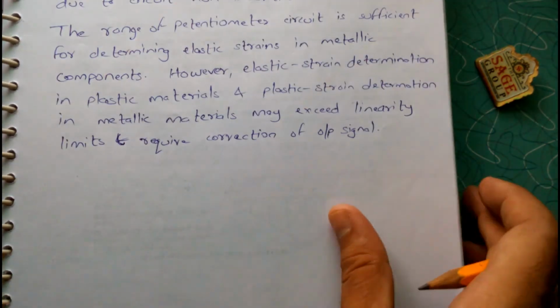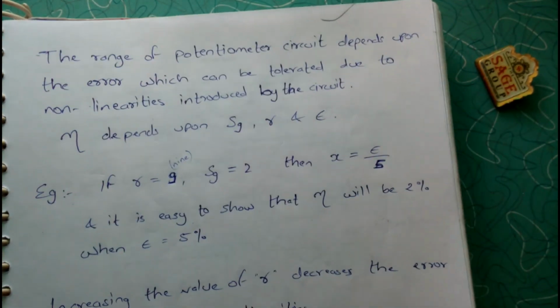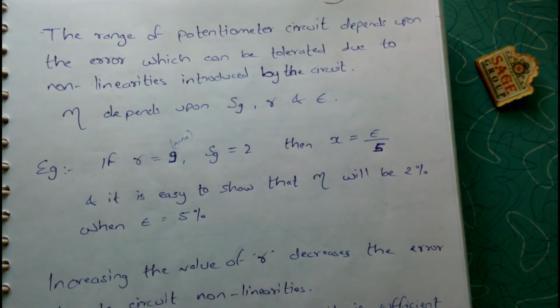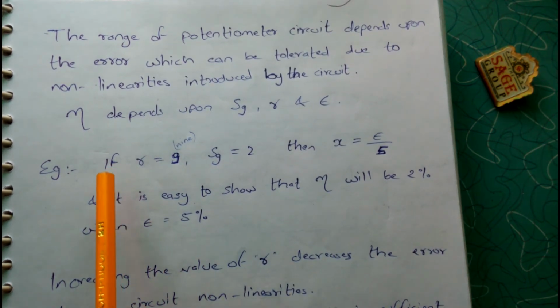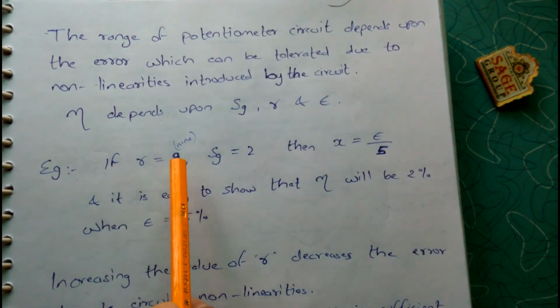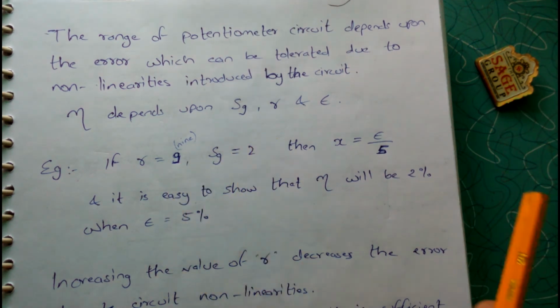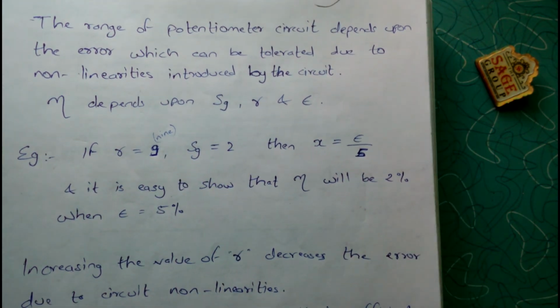Now let's take an example. If the value of R is given to us as 9 and Sg is given to us as 2, then we can easily say that a 5% change in strain will give only a 2% change in the non-linearity.